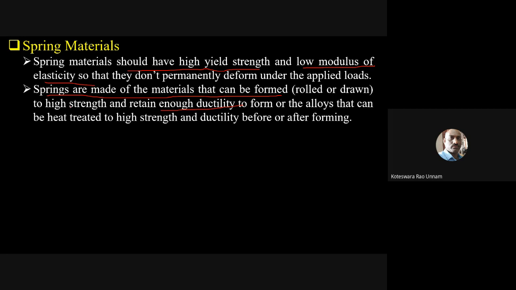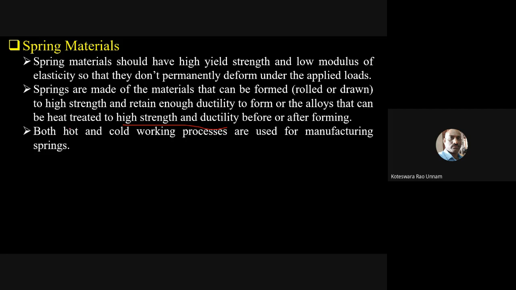So you can go for material which is either cold drawn, hot rolled or cold rolled, to a high strength, and it should possess enough ductility. Or else sometimes alloys can be used, and these alloys can be heat treated to high strength and ductility. Through that heat treatment process, the spring material may be made to have high strength as well as enough ductility, before or after forming. So after the forming process or before it, the spring material should possess high strength and the required ductility.